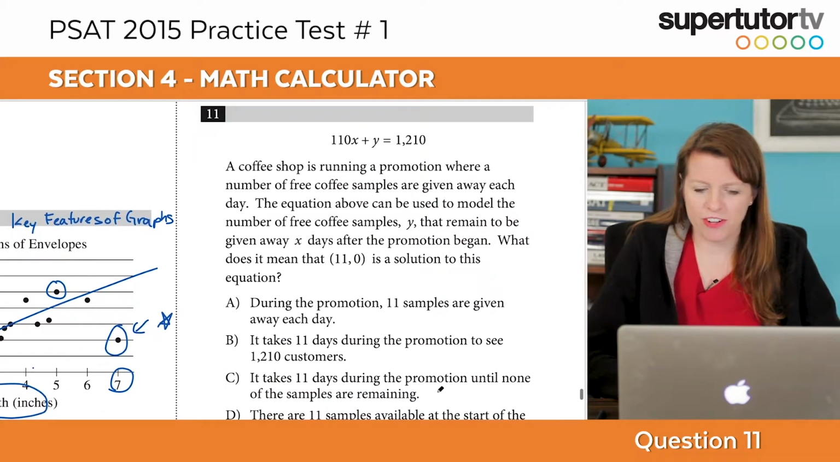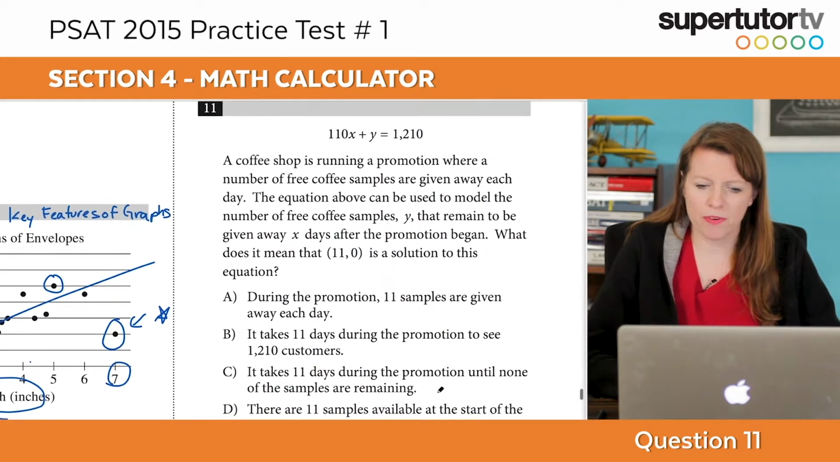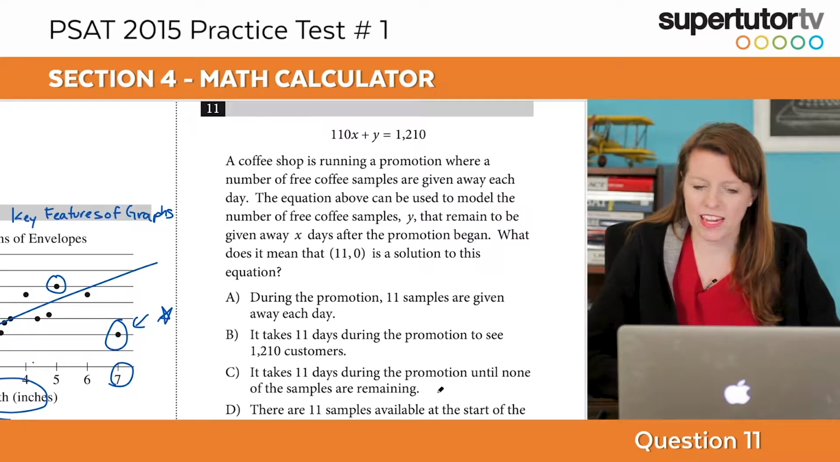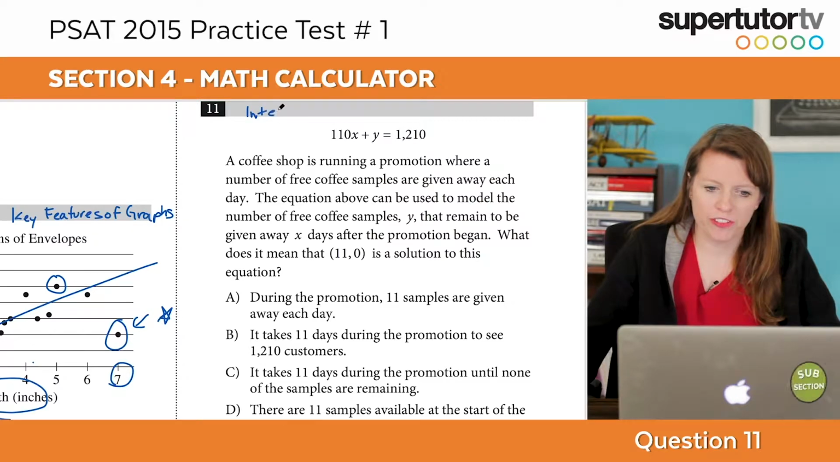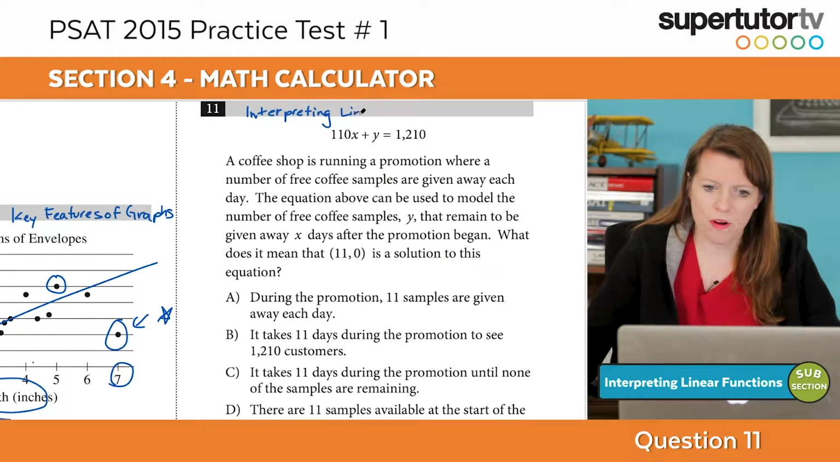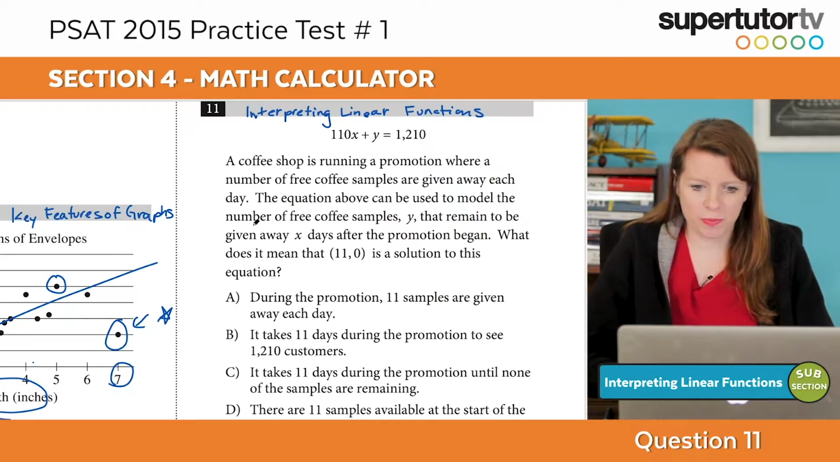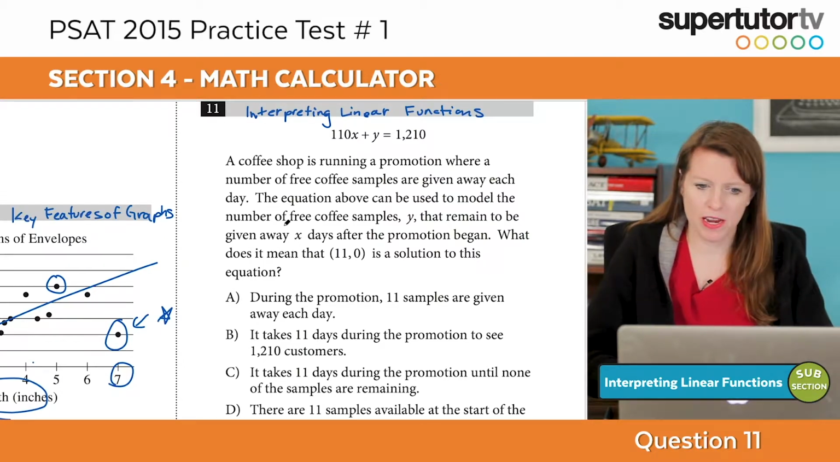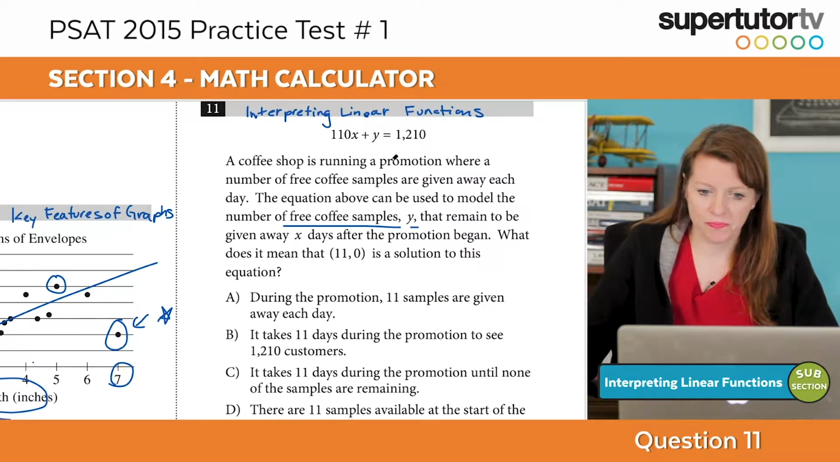11, a coffee shop is running a promotion where a number of free coffee samples are given away each day. This is interpreting linear functions, by the way. So if you want more, head over to interpreting linear functions. A coffee shop is running this promotion. The equation above can be used to model the number of free coffee samples Y that remain to be given away X days after the promotion began.